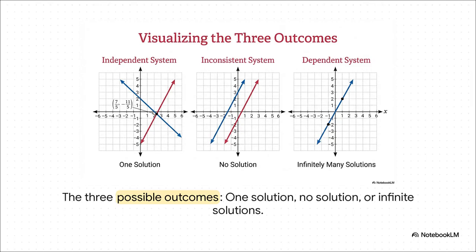But then, in the middle, you've got an inconsistent system. See how the lines are parallel? They have the same slope, so they're just never going to touch. That means no solution. And finally, on the right, we have a dependent system. Now this one's tricky. It looks like one line, but it's actually 2 different equations that describe the exact same line. They're right on top of each other. So how many solutions? An infinite number of them.